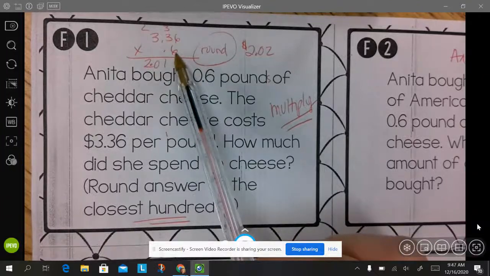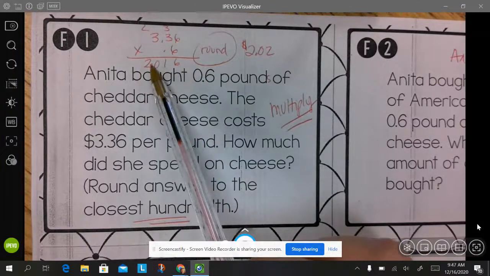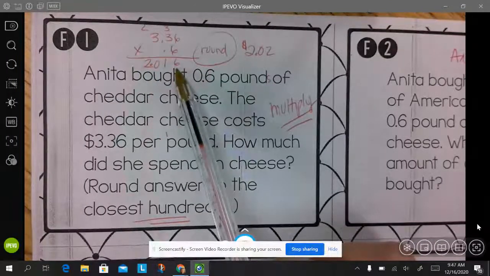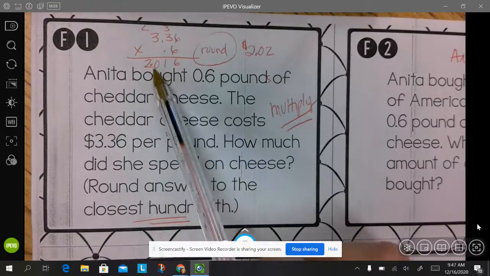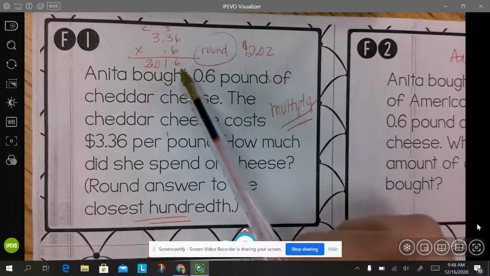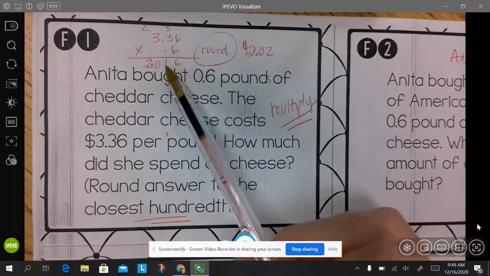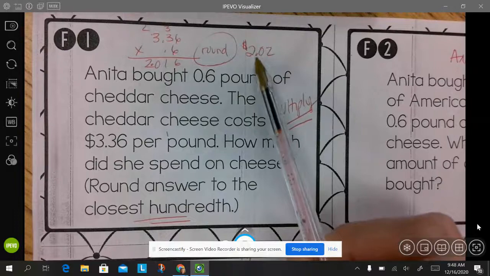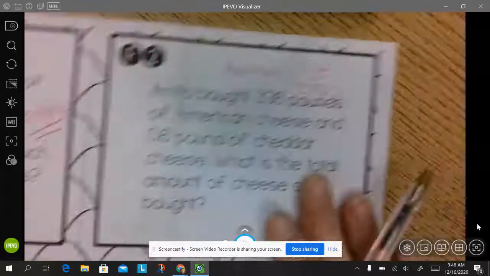3.36 times 0.6 is 2.016. Well, we don't have $2 and 1 penny and 6 hundredths of a cent. That doesn't make any sense. You just round. So this 6 becomes a 2. So it's $2.02.